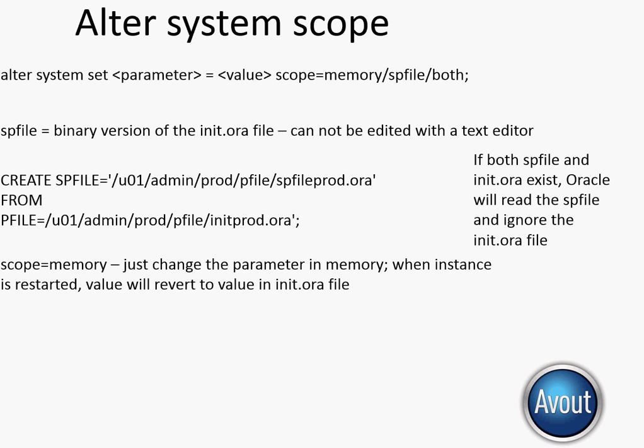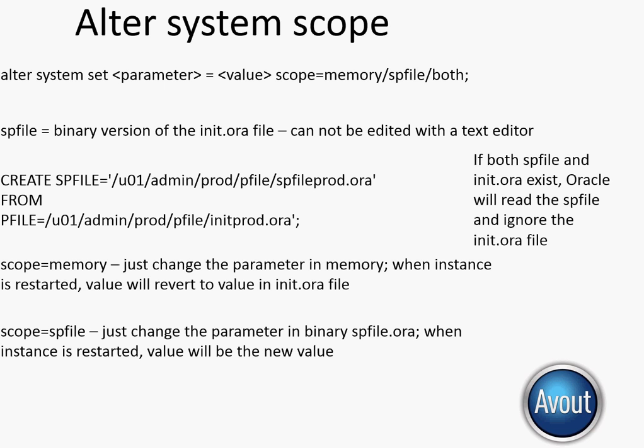So again, if I specify scope equals memory, we've changed the parameter in memory, but we haven't changed it inside the system parameter file. So if I don't make a change to my init.ora, if I don't manually go in with an editor and make that change, the value is just going to revert to the value that's in the init.ora file. I can also say scope equals SP file, and that'll change the parameter inside the binary file. Once the instance is restarted, the new value will be the new value that we just specified in there, but it doesn't make the change in memory.